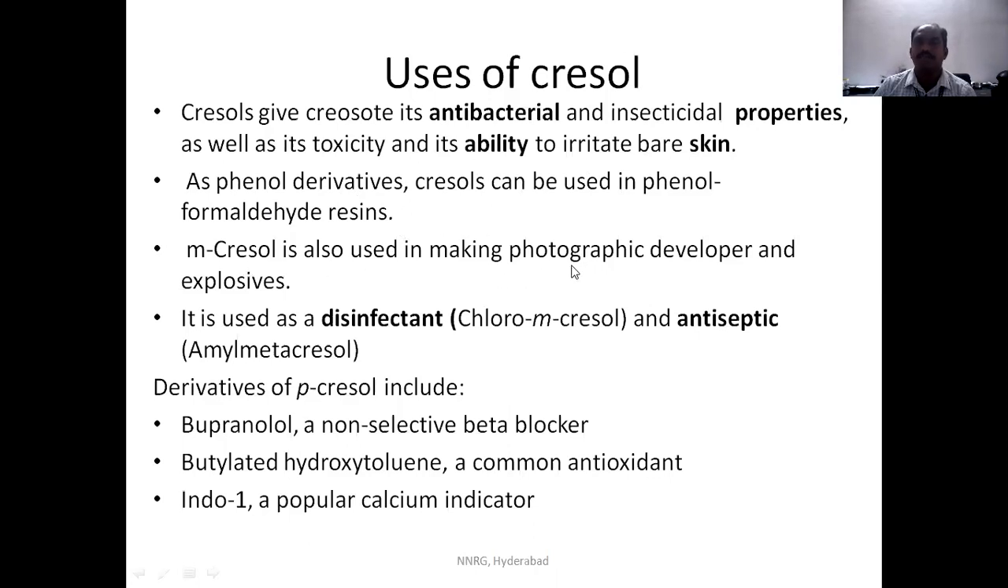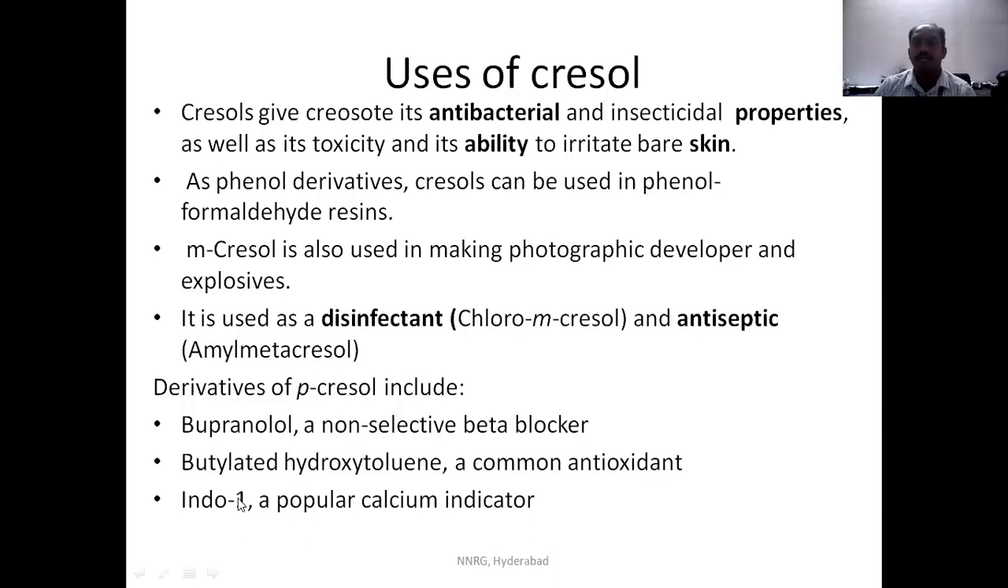Metacresol is used in the manufacturing of photographic developers, thin films, and explosives. Cresol is also used as a disinfectant. Mostly, chlorometacresol is used as a disinfectant. Sometimes cresol is used as an antiseptic. The structure responsible for antiseptic action is amyl metacresol. Amyl means a 5-carbon structure. Amyl metacresol is a 5-carbon metacresol.